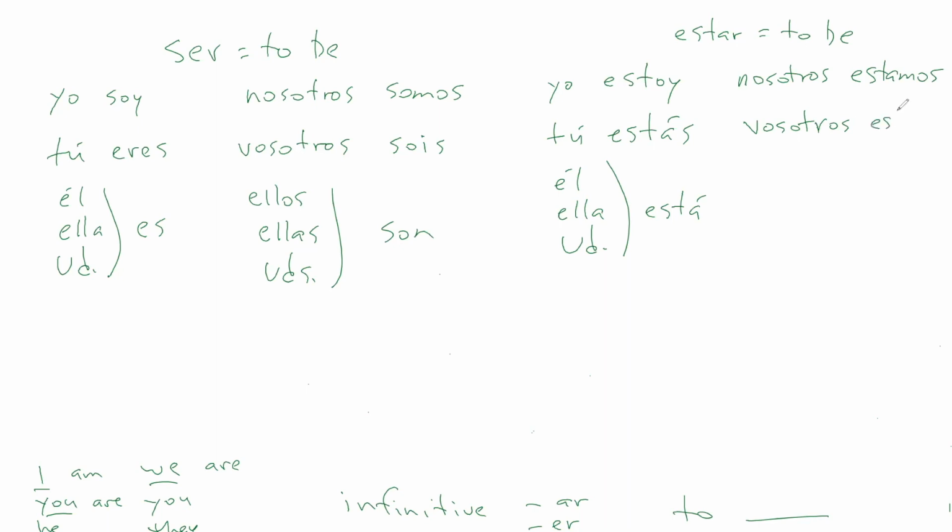Vosotros estáis. Repeat after me. Vosotros estáis. So we have the singular you, and then in English, the plural you is the same, you and you. Sometimes it's y'all or youse guys, depending on what part of the country you're from. Then we will continue with the they, right?